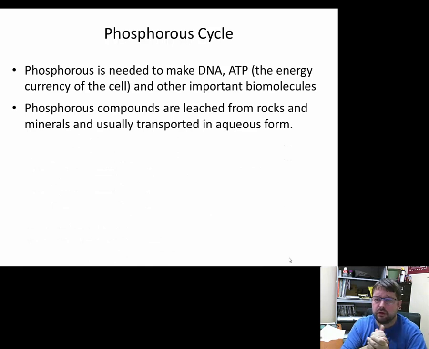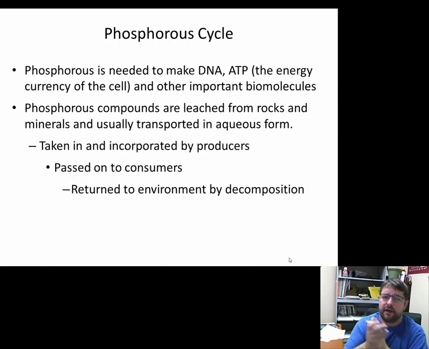Okay? And so, there's a couple ways that you can get phosphorus. You can get it from rocks and minerals, and you can also get it from stored phosphorus that occurs in, say, the bottom of the ocean. You can get huge amounts of phosphorus sinks in the bottom of the ocean. And a lot of the phosphorus is going to be returning to the environment through decomposition, just like nitrogen.